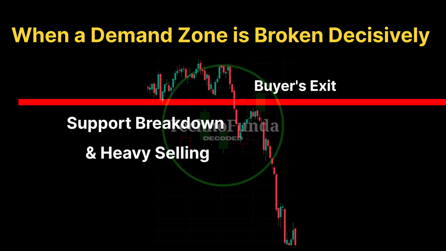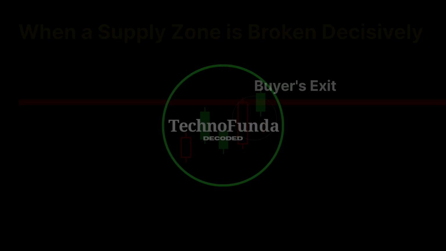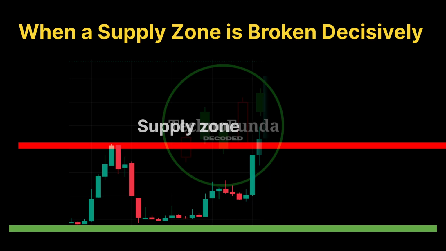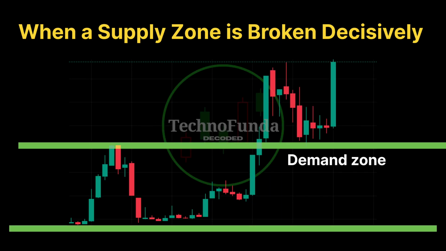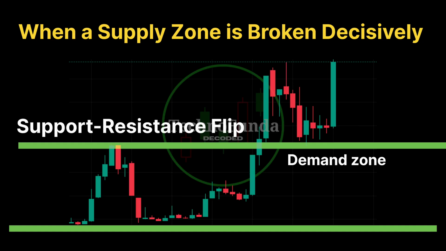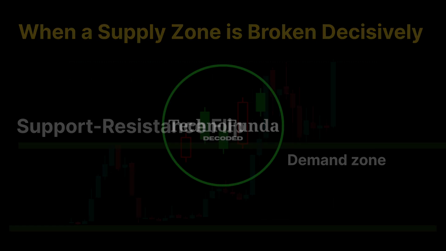This is known as a breakdown of the demand zone, as the price has broken down the buyer's area and now the price is in the bears' hands. Similarly, when a supply zone is broken and price moves above it strongly, it may turn into a demand zone. Sellers who were short from that zone may want to exit or reverse, and new buyers may step in, causing the zone to act as support. This behavior is commonly referred to as a support resistance flip or zone flip, and it's a powerful concept for anticipating new trade setups.